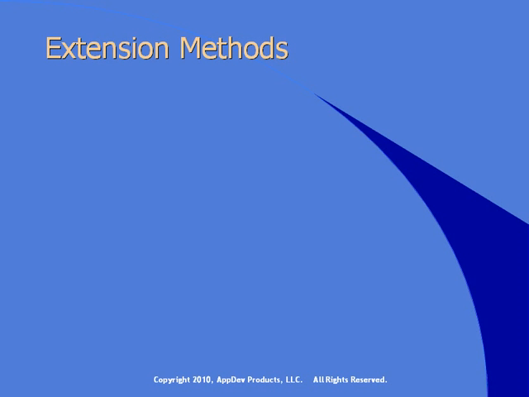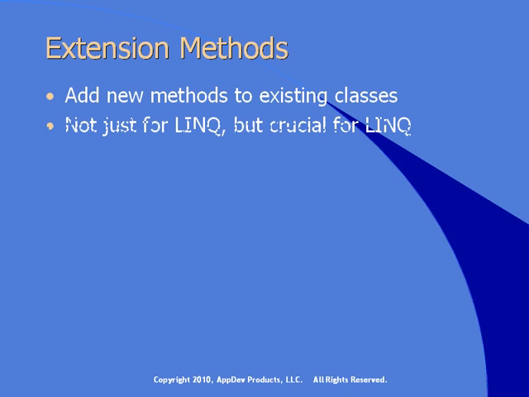We've investigated the first language extension that's required for LINQ, that is, writing queries in the language. The next feature that's required is extension methods. Extension methods allow you to add new methods to existing classes. Although this is crucial for LINQ, it's not just for LINQ, and you'll see in our example now that we can add our own methods to built-in classes, but this is the basis of working with LINQ internally.